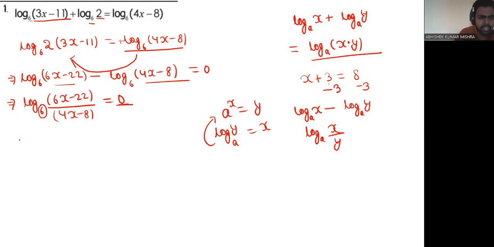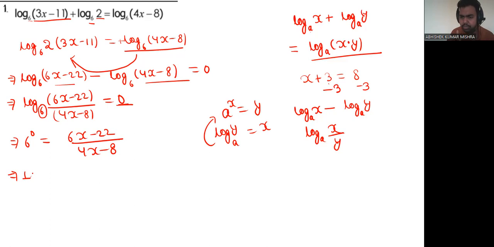So here I can write in exponent form 6 power 0 is equal to (6x minus 22) upon (4x minus 8). Anything to the power 0 is 1, not 0. Remember this. If any number's exponent is 0, the value is 1. Please remember this point.